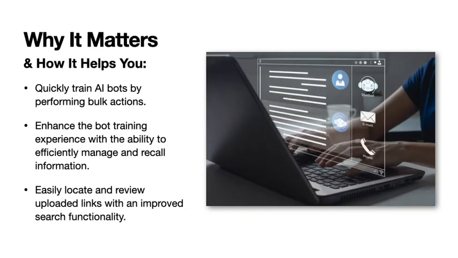Why this matters and how it's going to help you and your business. With this new feature update, you can quickly train AI bots by performing bulk actions. So you can do things in bulk much more quickly. You can also enhance bot training with the ability to efficiently manage and recall information. You'll also be able to easily locate and review uploaded links with an improved search functionality.